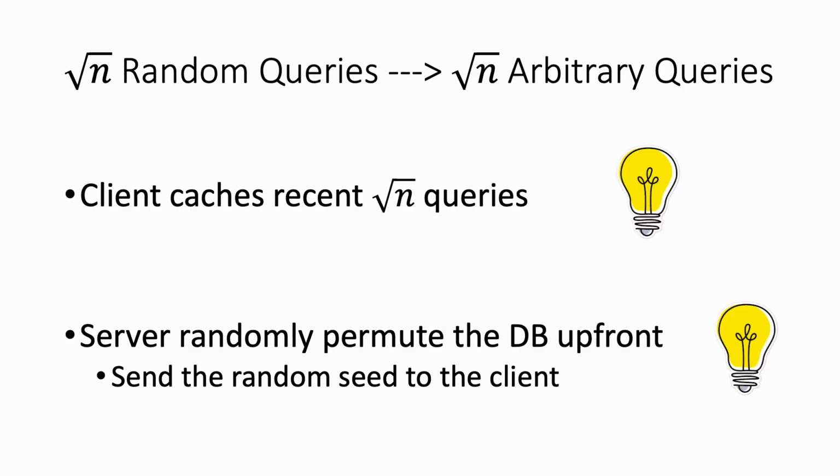But we have a way to circumvent this. First, how can we get from square root n random queries to square root n arbitrary queries? The idea is that the client caches the recent square root n queries, so the client will never make repeated queries. And then the important idea is that the server can randomly permute the database upfront, and then share the random seed with the client. So the client knows exactly how the database is permuted. As long as the client's queries are independent of the permutation, those queries can be considered totally random.